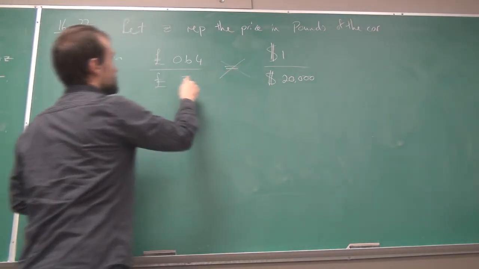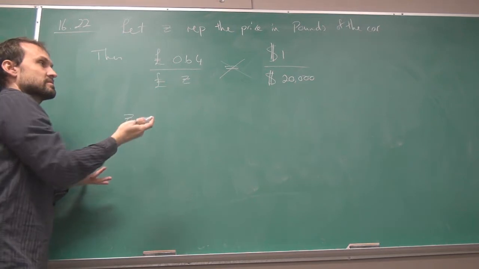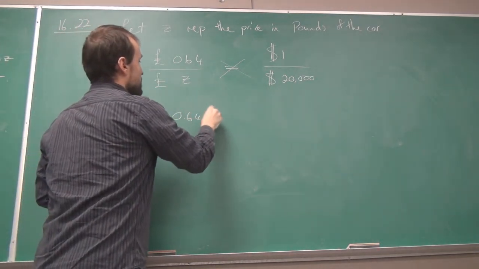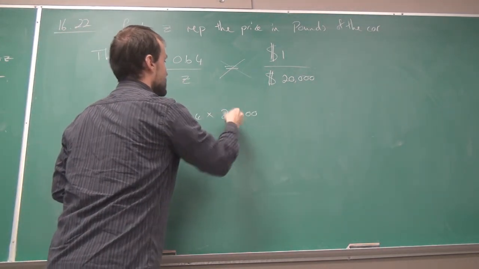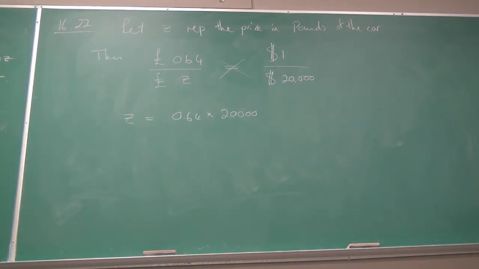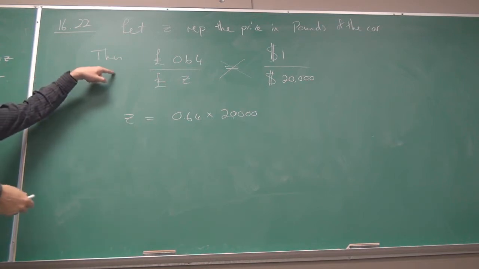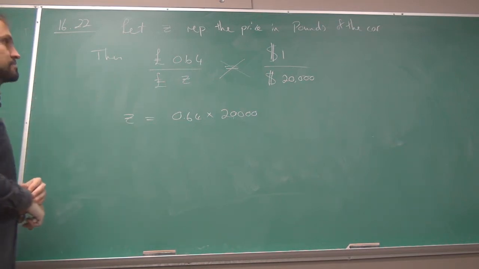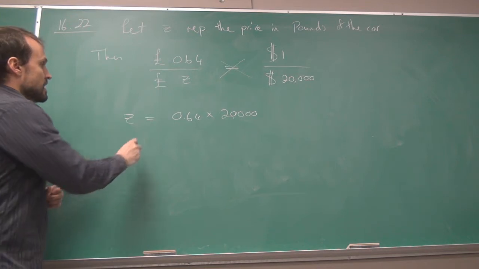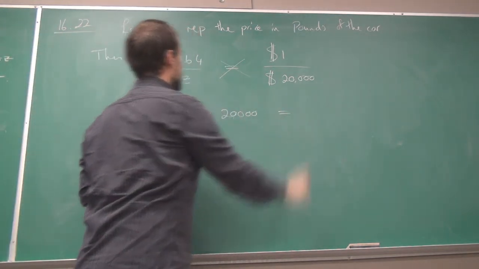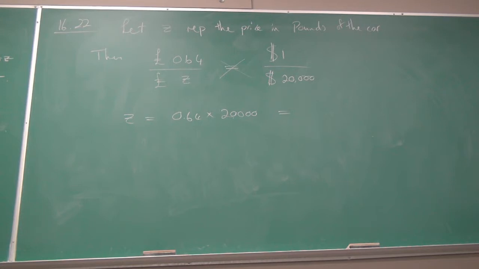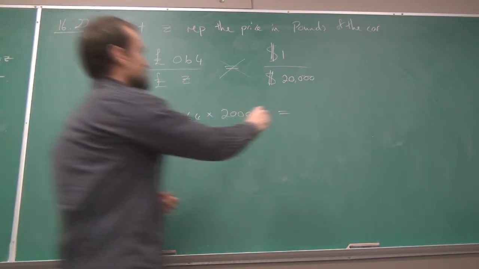This then tells me cross multiply, so Z times 1, I'll just write the Z, equals 0.64 times 20,000. And this tells me that you should multiply them. But given different information, or if you're given the information in a different way, that's not what you do. Yet the ratio equations are always straightforward. So what do I get here? 12,800.